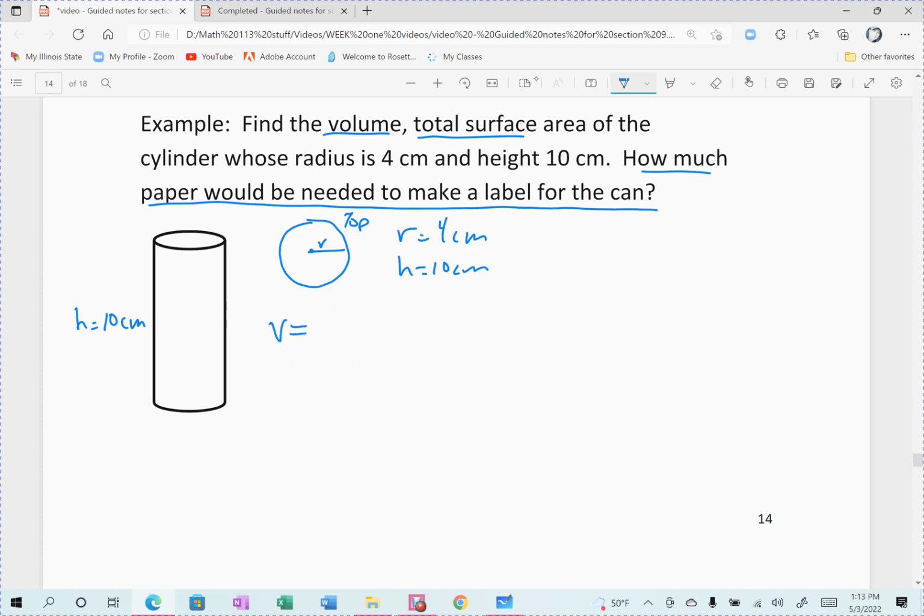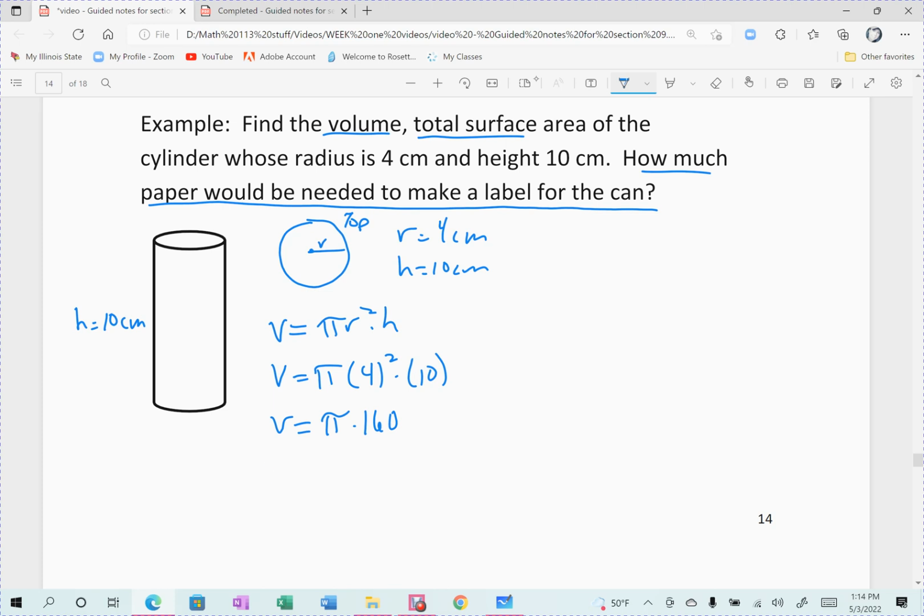So volume is pi r squared times h. And again, you don't have to memorize it. You can look it up on the formula sheet. So it's just plug in. Volume is pi, radius is 4 squared, height is 10. Again, I always simplify the 4 squared times 10. So when you take 4 squared, that's 16 times 10. So this comes out to pi times 160. That's exactly what volume is.